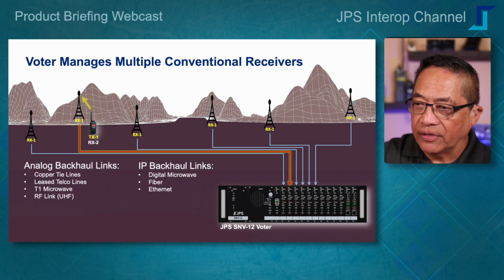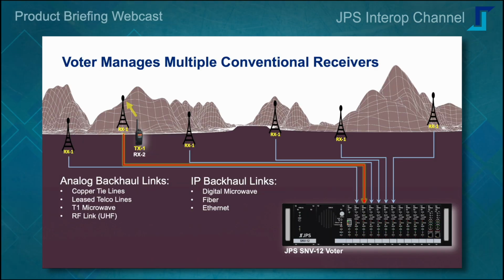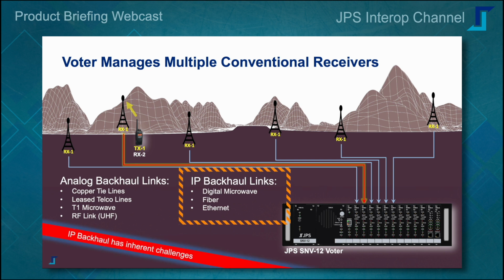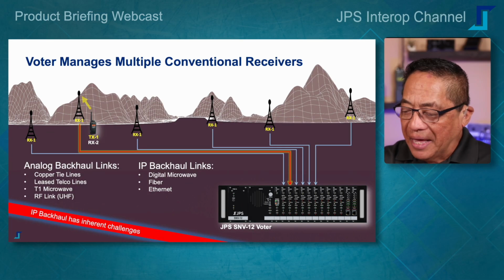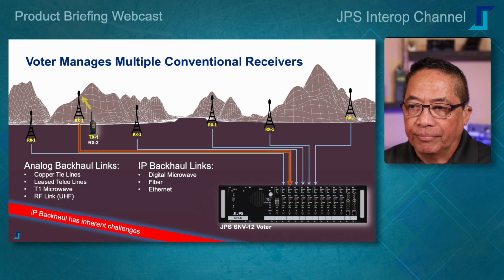And so these are the traditional backhaul links. Analog backhaul links obviously include leased lines and T1 microwave, and there are still RF links being used to backhaul receive information back to the head end voter. There are also IP backhaul solutions as well that can include digital microwave, terrestrial fiber, Ethernet, or what have you. But that has some of its challenges, and that's what our discussion here today will be, Carol, talking about transitioning systems from an analog perspective to an IP backhaul perspective, which a lot of our customers have trouble visualizing.